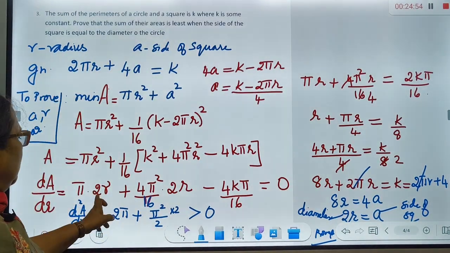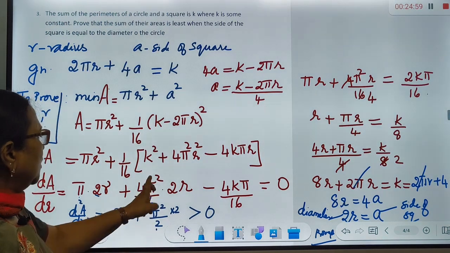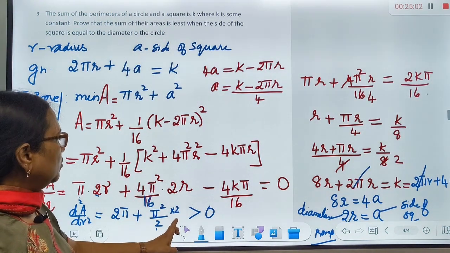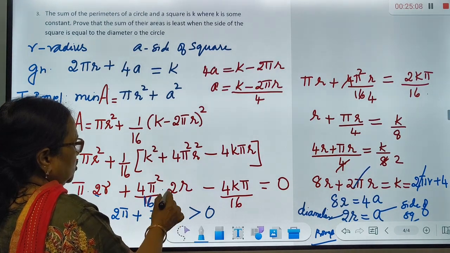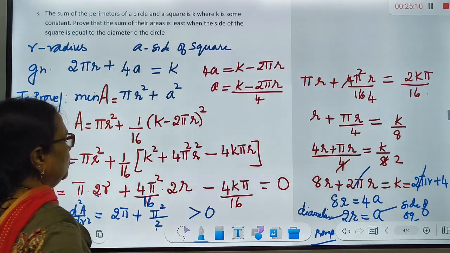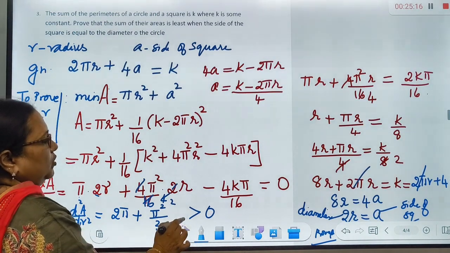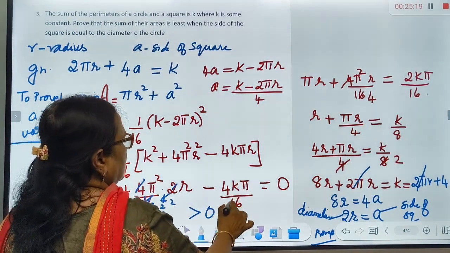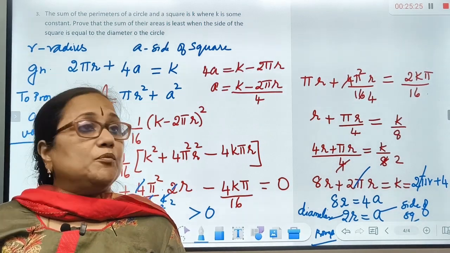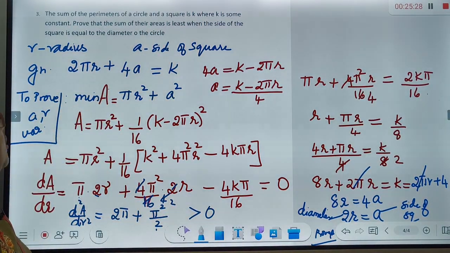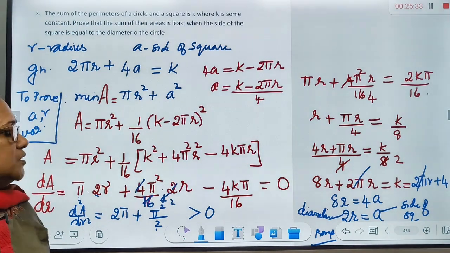If you want, you can check. The derivative is 2 pi. Here when I differentiate, I get 2 into 8, 8 by 16, which is pi square by 2, into derivative of 2r, which gives only 2. Because 4 goes in 16 4 times, 2 goes 2 times. So pi square by 2. When I differentiate this, it is a constant, so it will be 0. So you can clearly see it is a positive quantity. Therefore, the sum of the areas is least when the side of the square, which is a, is equal to 2r, which is the diameter of the circle.